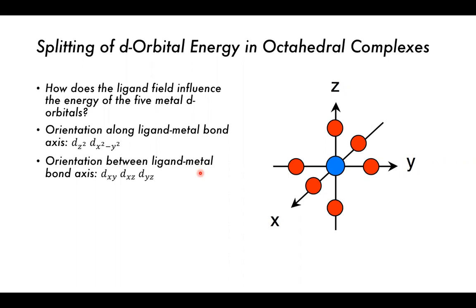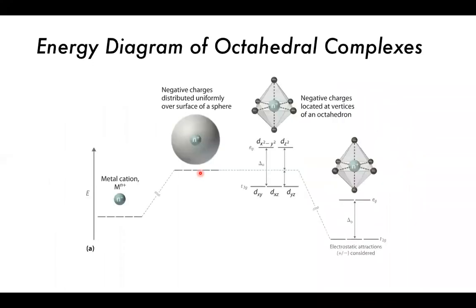So if there's orientation along the ligand metal bond axis, that's the two orbitals that we particularly see increasing in energy, which in the octahedral complexes form the eg set. These orbitals are the dz squared and the dx squared minus y squared. Then if there's orientation between the metal ligand bond axis, these orbitals are the dxy, dxz, and dyz.